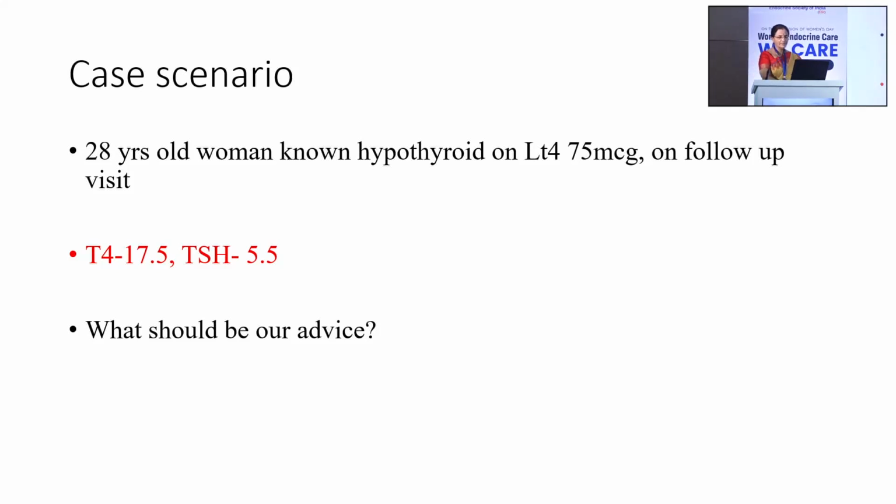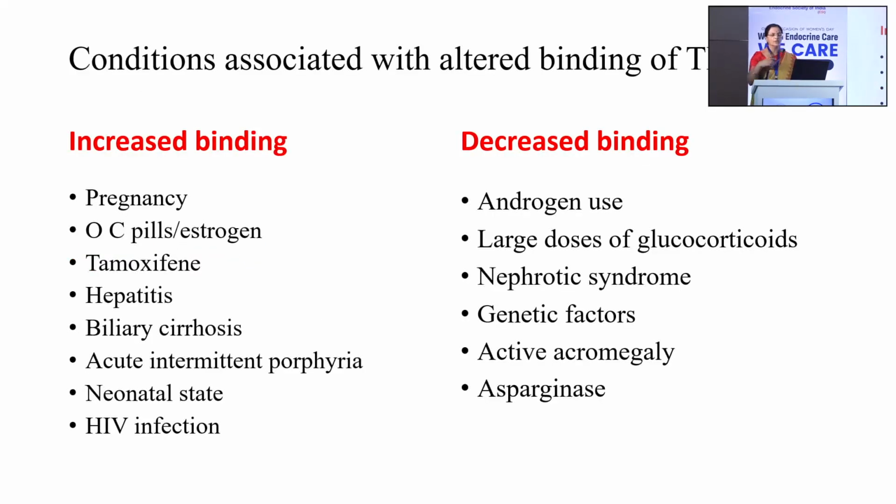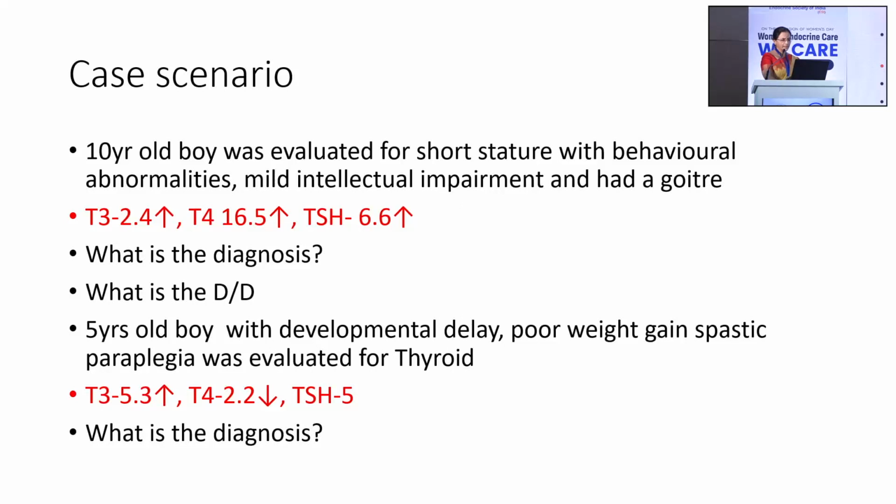TSH is a little normal, or upper limit of normal, but T4 is high. So here, again, it is because of the change in the globulins. I think these are all the conditions associated with altered binding of the TBG. So hyperestrogenic states like pregnancy, use of OC pills or tamoxifen, or other situations, and the decreased binding is seen, where it can have an alteration in the T4 levels. So I think these are two more case scenarios.